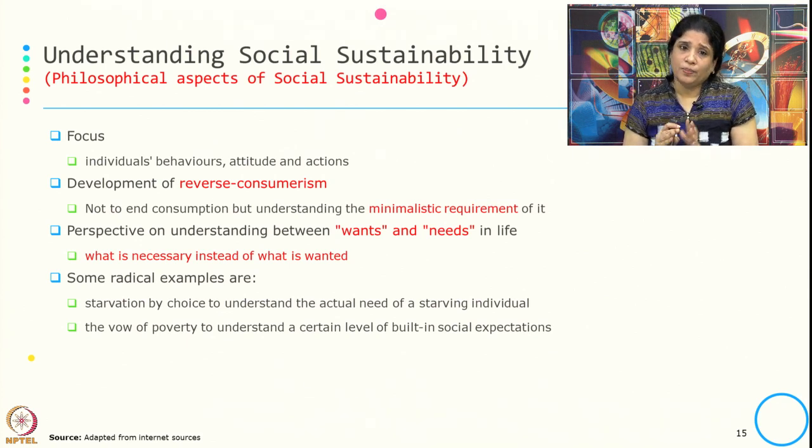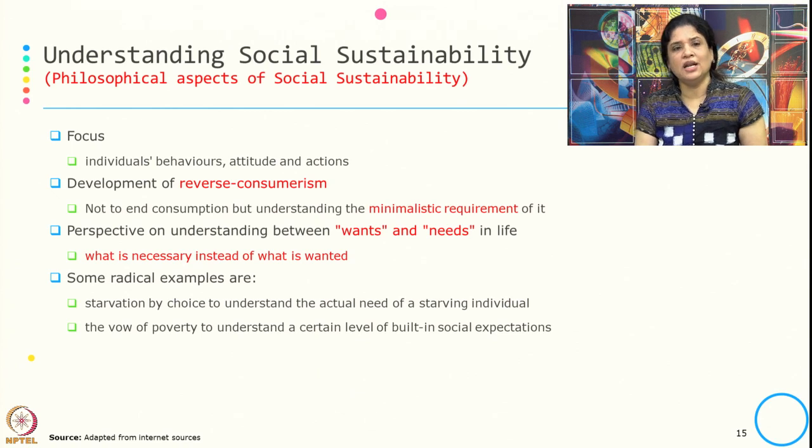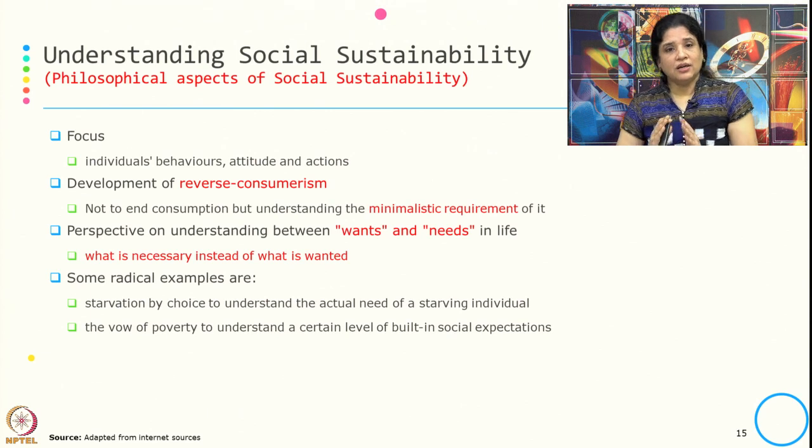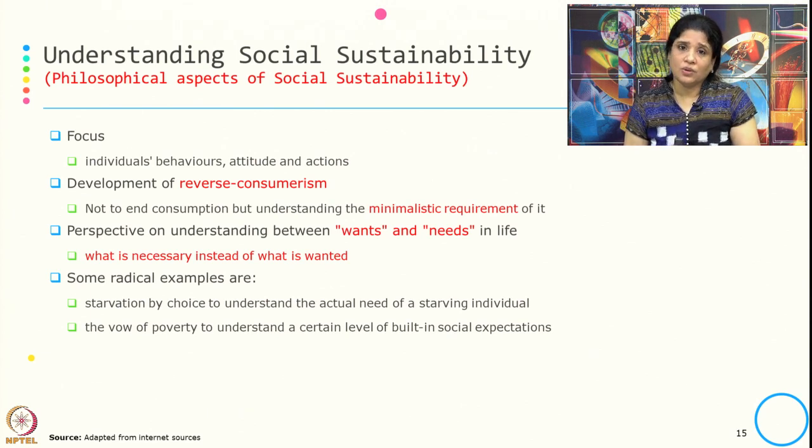This is being presented by many through the ethics of social sustainability, the philosophy of social sustainability, and a few points from there we have taken here to understand the philosophical aspect of social sustainability. Now, if you look at social sustainability, the focus is on individual behavior, attitude and action. And the entire philosophy behind social sustainability is to develop reverse consumerism. That does not mean that we need to end consumption, but to understand the minimalistic requirement for it.